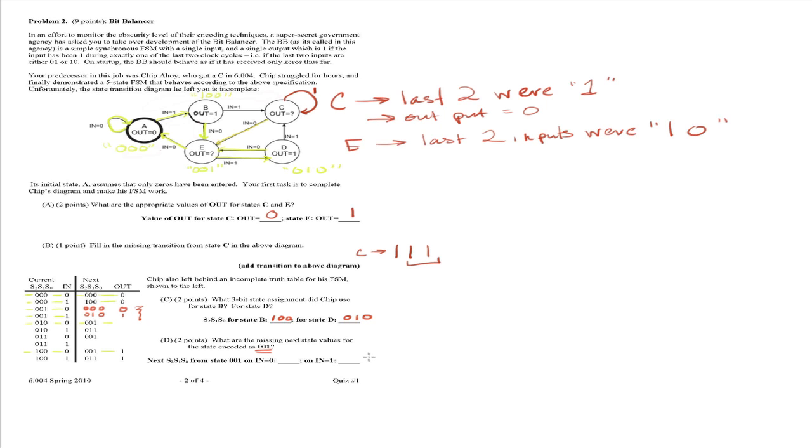So the next state from 0, 0, 1 when the input is 0 is this one right here. So that's 0, 0, 0. And when it's 1, that's this line, so it's 0, 1, 0. And we're done.